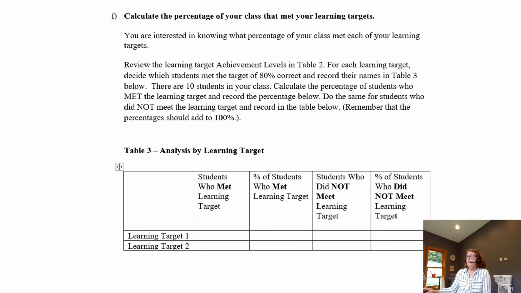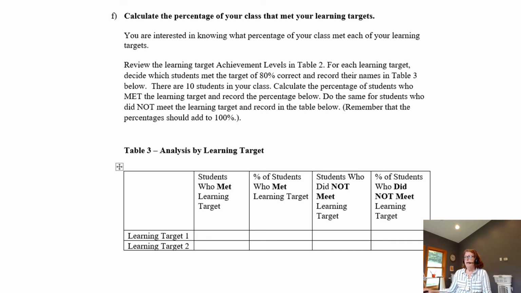Now the next thing you're going to do is calculate the percentage of class that met learning targets. Now remember, what was the target that they had to master? Well, it was 80%. Remember, so with 80% accuracy. So you've been wondering all semester probably why we have these learning targets. And now you're going to see. So the first thing you're going to see is that you have the two learning targets broken out in the rows. And basically you just have to say, okay, how many met that learning target?